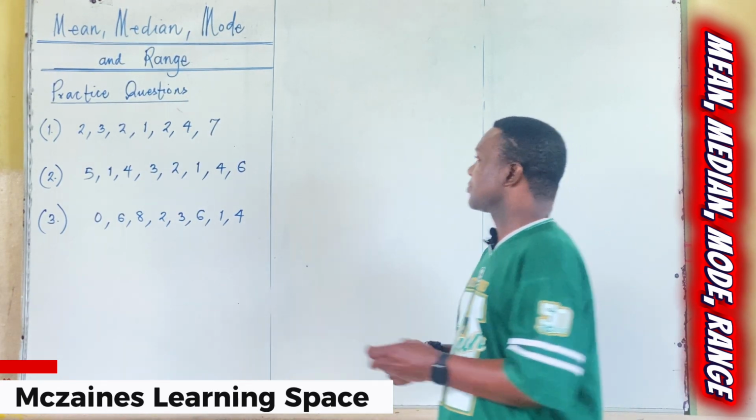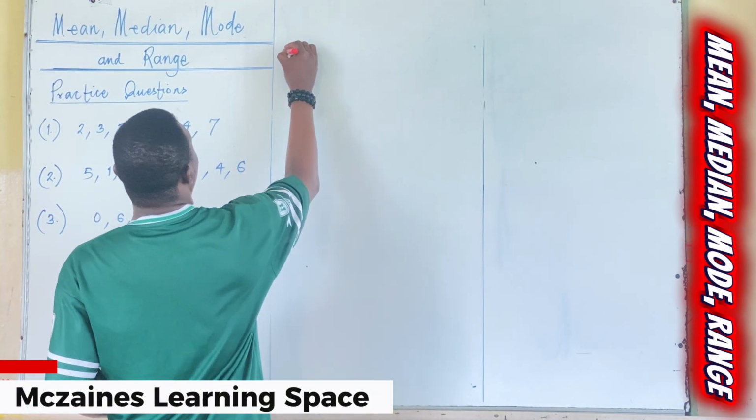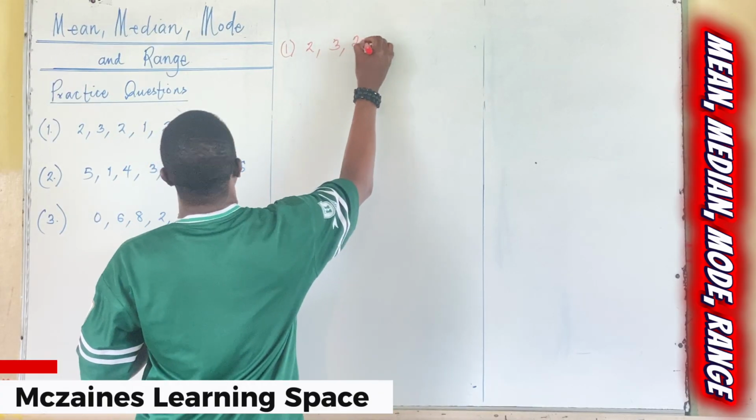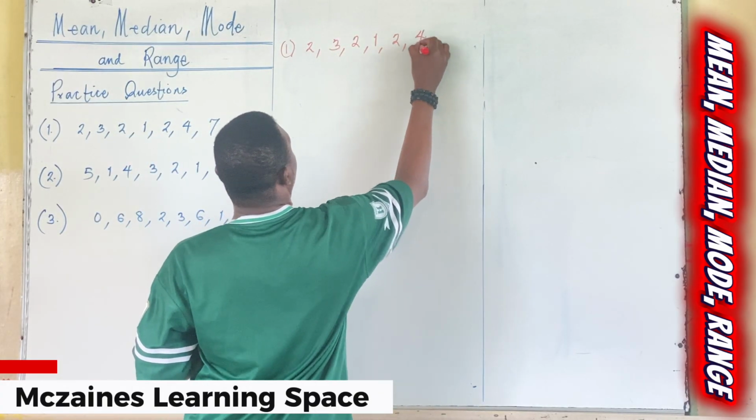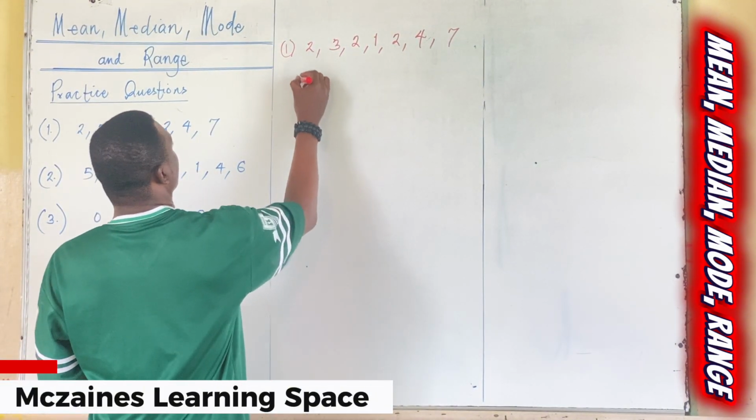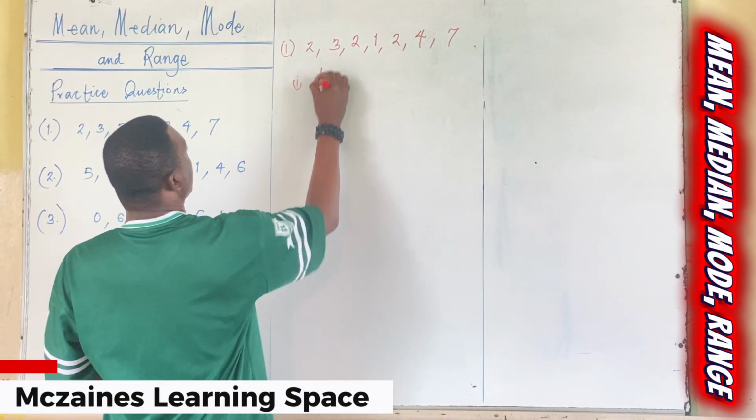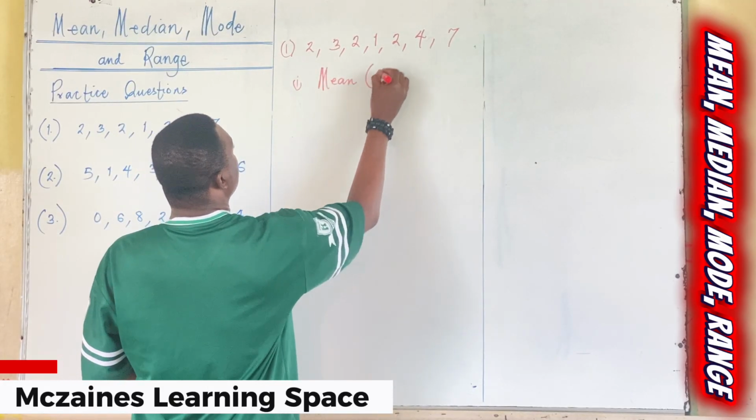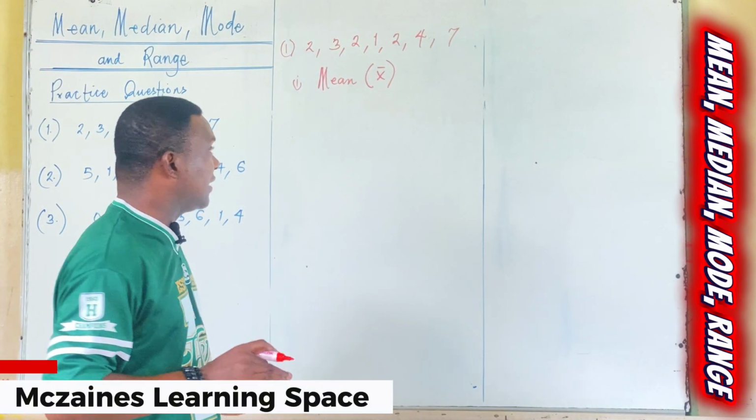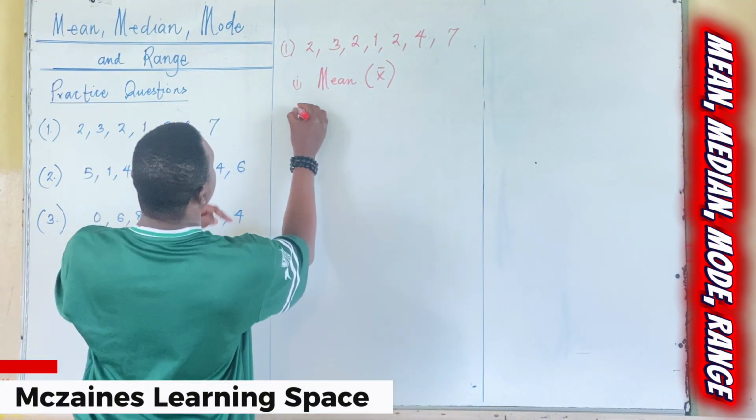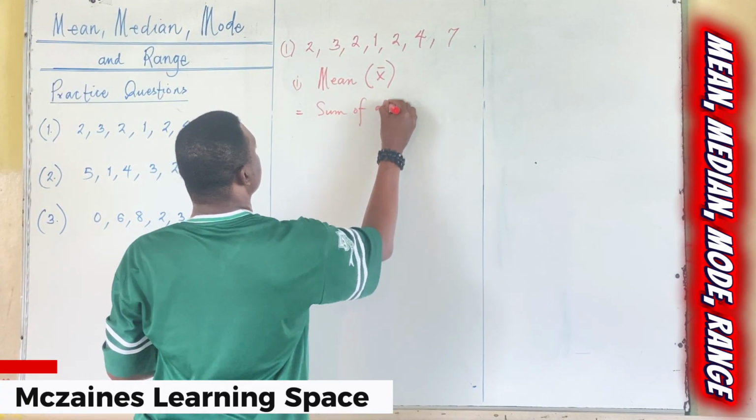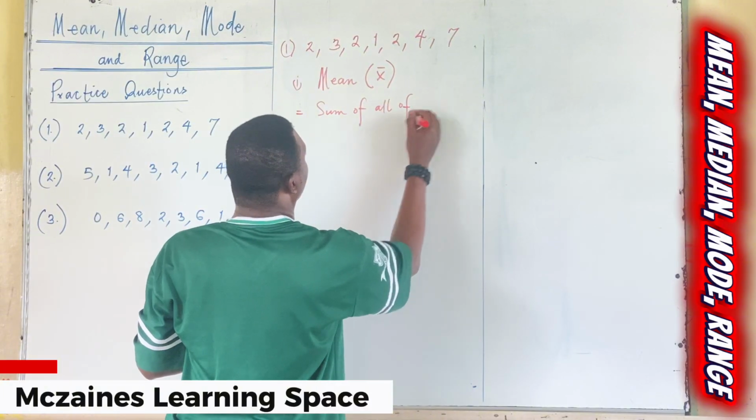So number one, I will write out the numbers. We have 2, 3, 2, 1, 2, 4, 7. To find the mean, which is the first one, Roman figure 1, how do I get the mean? The symbol for mean is X bar. At this level, the symbol for mean is X bar.